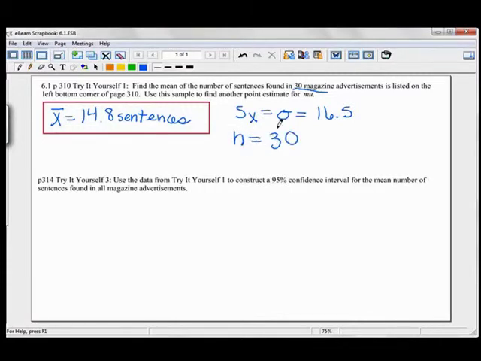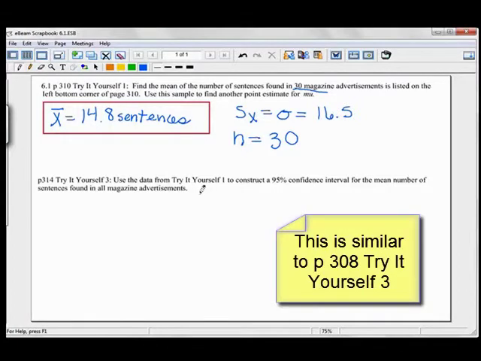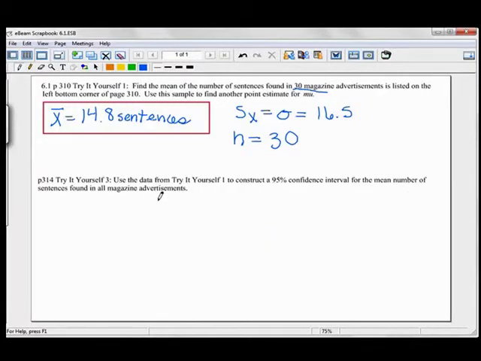Okay, so let's take a look at Try It Yourself 3. You want to use the data from Try It Yourself 1 to construct a 95% confidence interval for the mean number of sentences found in all magazine advertisements. So we're using just this sample to say something about the mean.